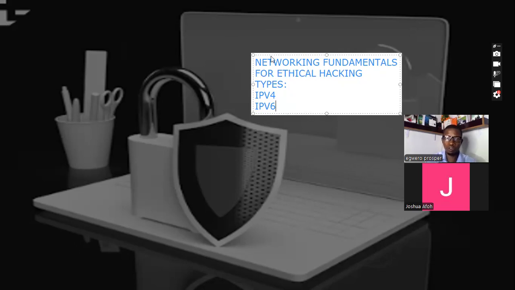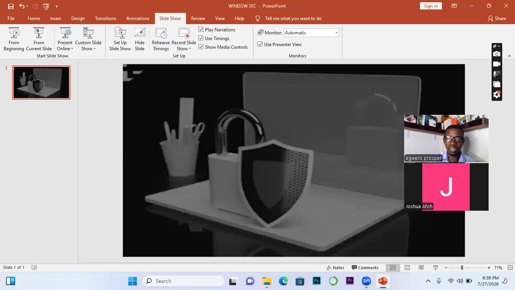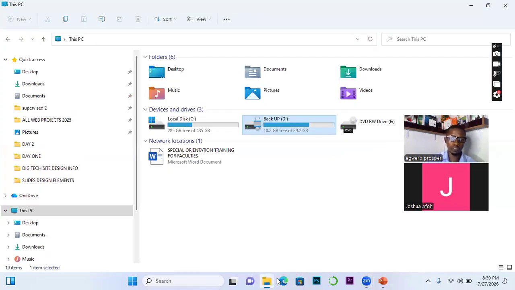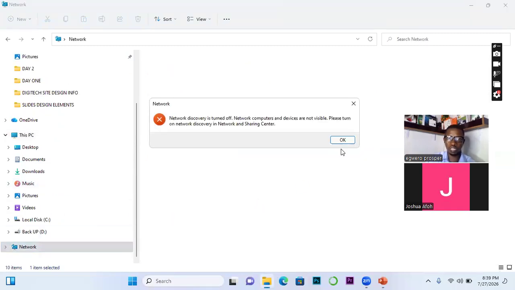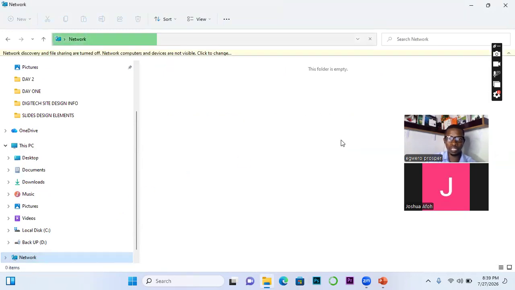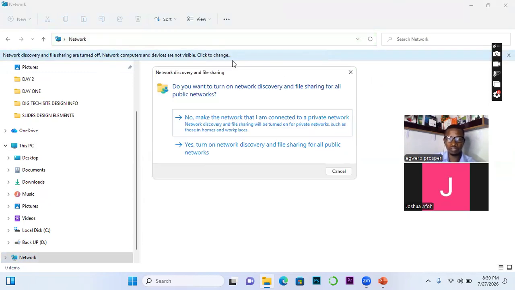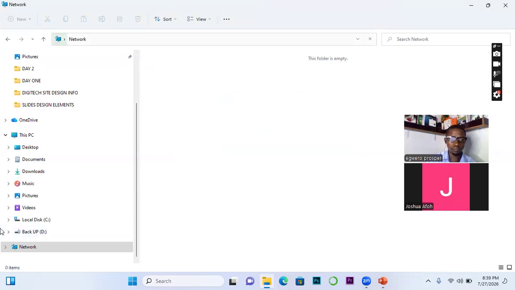So let me go off here a little and show us where you can actually check some of these things. Let's say you go to your Windows and then you click on your File Explorer. Then from File Explorer, target network. Just go to network. I just want to show us where you can view the IP address to know which version your IP address is running.